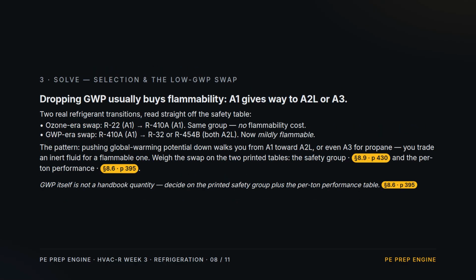Solve. Selection. Watch 2 transitions on the table. The ozone era swap took R22, A1, to R410A, still A1, no safety cost. The GWP era swap takes R410A to R32 or R454B, both A2L, now mildly flammable. That's the pattern. Lower global warming potential walks you from A1 toward A2L or even A3. Weigh it on 2 printed tables, the safety group and the per ton performance.